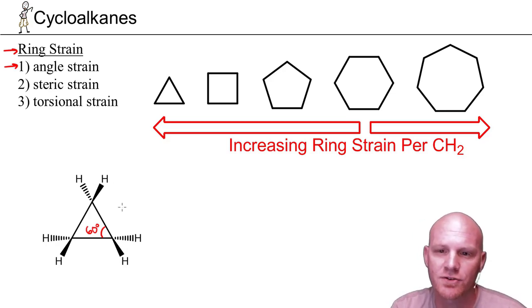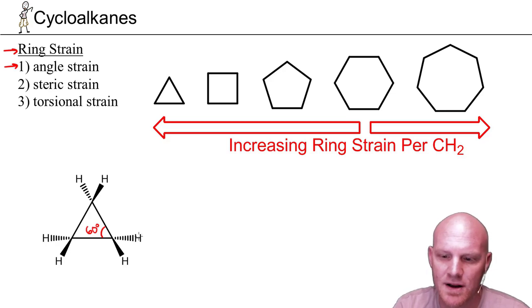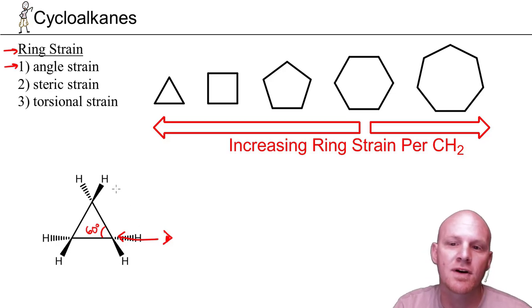But in addition to this angle strain, if you were to look down any one of these bonds in cyclopropane, so position your eyeball right here and look right down this carbon-carbon bond, you'd find that the two dashed hydrogens are perfectly eclipsed, and the two wedge hydrogens are perfectly eclipsed. It's in an eclipsed conformation.